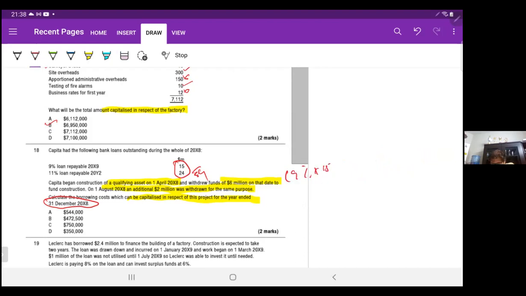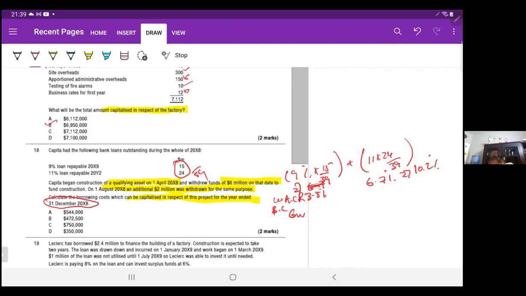It's 9% into 15 divided by 39 plus 11% into 24 divided by 39. So we will get 3.5% and 6.7%. That will be a total of 10.2%. This is our weighted average capitalization rate, WACR. Now the borrowing cost we have to compute.